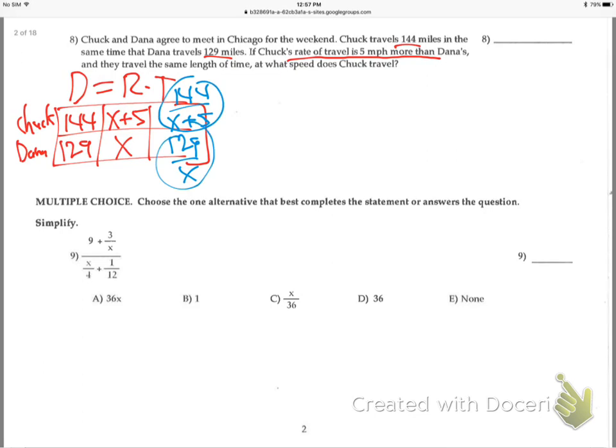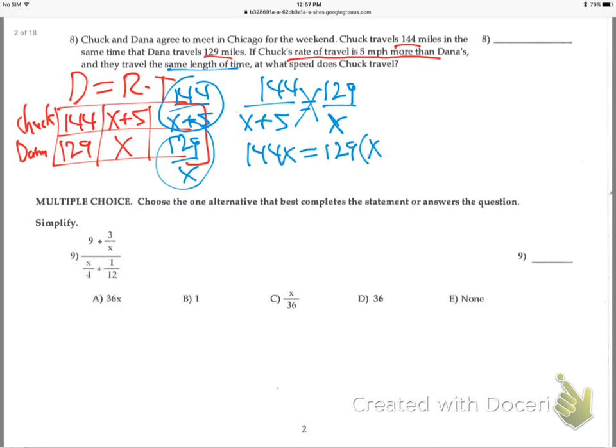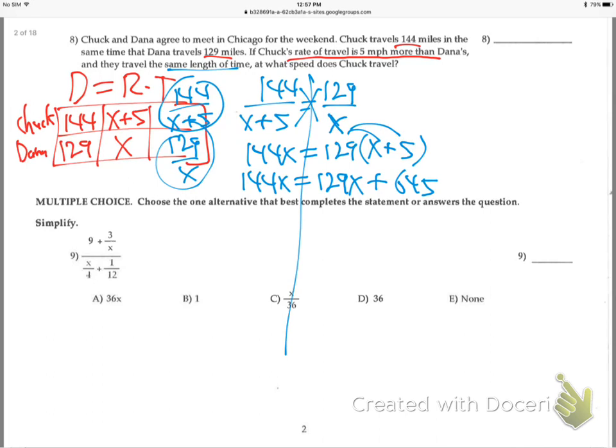Then you grab out the two time boxes and you set them equal because it says same time, which means the same length of time, which means equal times. So there we go. Two equal fractions. How do you solve two equal fractions? Diagonal, diagonal, cross multiply. 144x is 129 times x plus 5. Distribute. 144x is 129x plus 645. Now x is saying I want to be alone, so that means subtract 129x from both.